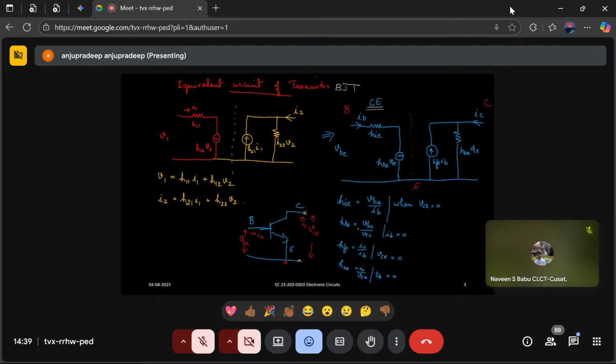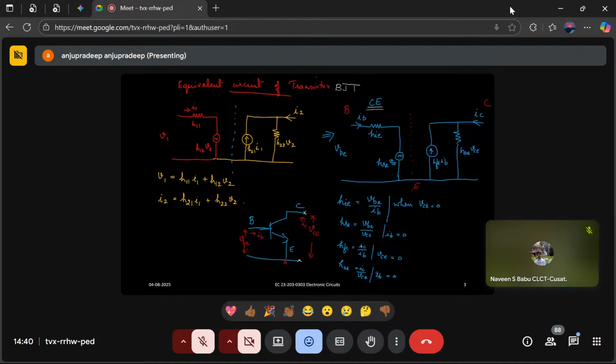HRE is H12, that is equal to V1 divided by V2. So V1 is VBE and V2 is VCE. So it is VBE divided by VCE when I1 is equal to 0 or IB is equal to 0. HFE is equal to I2 divided by I1, collector current by base current when VCE is equal to 0. That is V2 is equal to 0. HOE is equal to I2 by V2, IC divided by VCE when IB is equal to 0, I1 is equal to 0. So these parameters will be given in the data sheet.